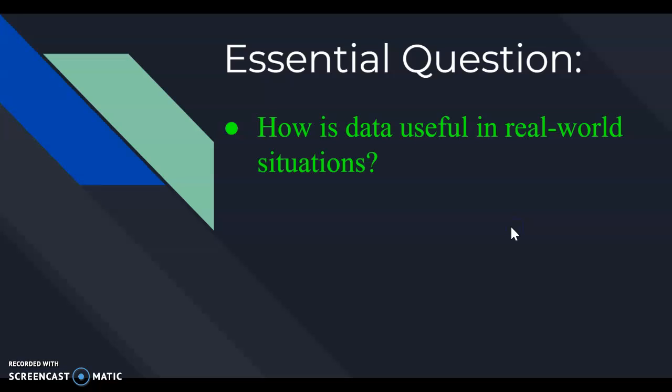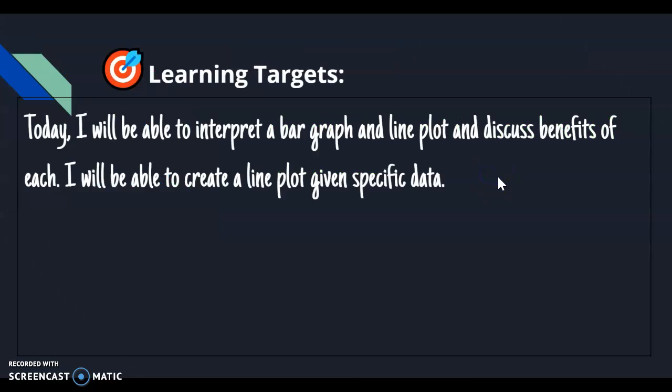Our essential question, same as yesterday: how is data useful in real-world situations? After today's lesson, we'll be able to add to the answers that we already have for that question.